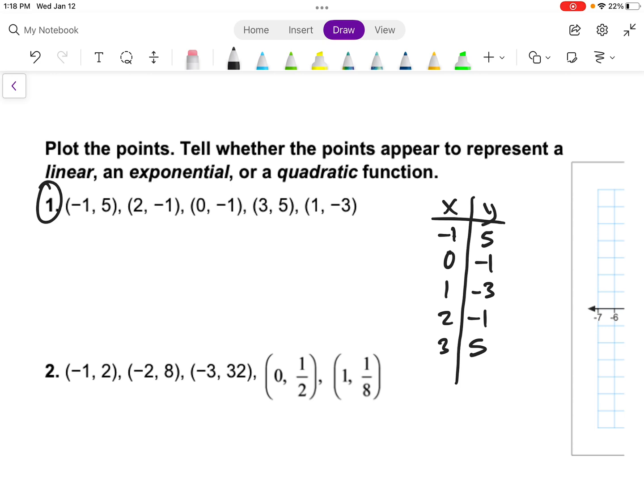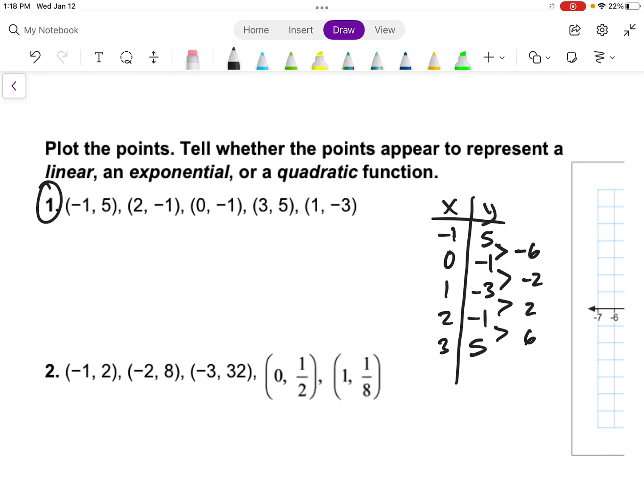we can come over here and look at the y coordinates and figure out what pattern it is. So what I'm going to do is look for what's called the first difference. All I'm doing is looking at the y's and checking to see how much they're going up or down by. So if I'm going from 5 to negative 1, it's going down by 6. Then from negative 1 to negative 3, it's going down by 2. And then from negative 3 to negative 1, it's going up by 2. And then from negative 1 to 5, it's going up by 6.